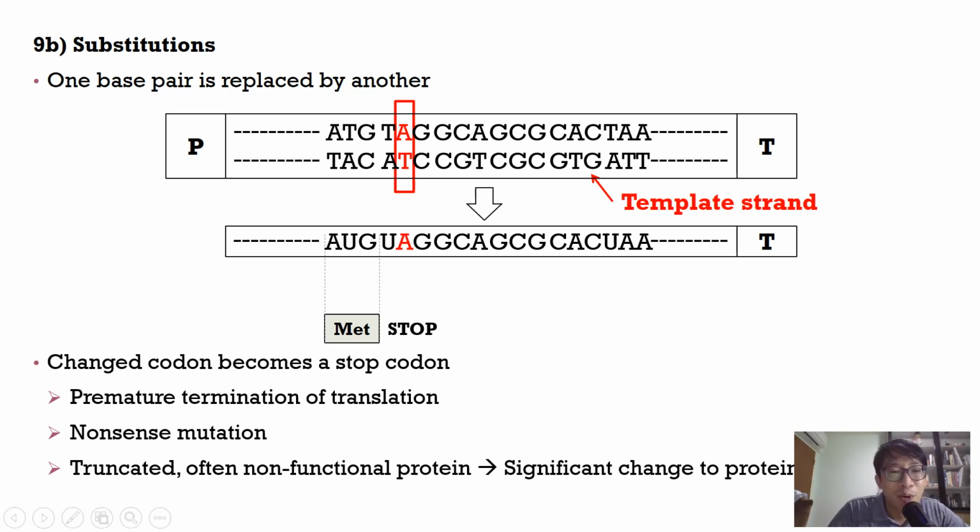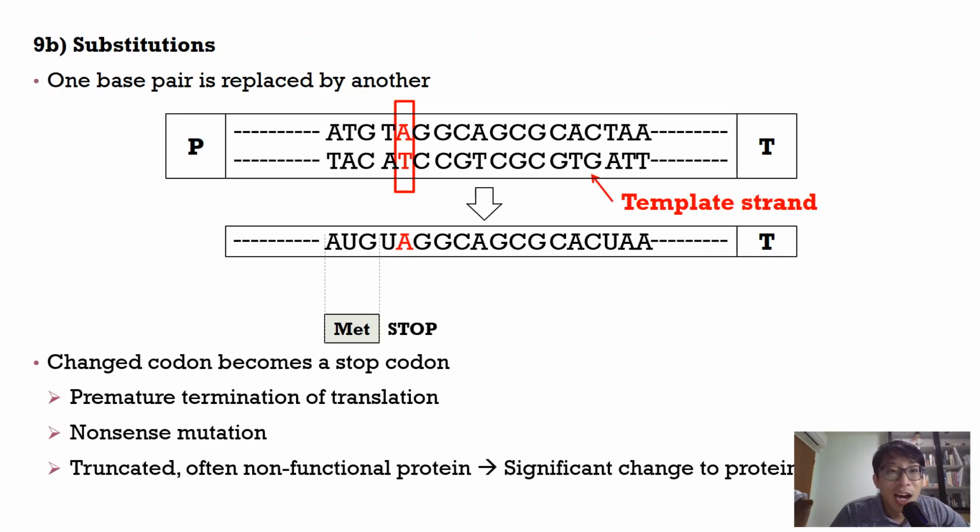So in my example, it's not even a polypeptide. My example is only one amino acid. But of course, in real examples, it can still have a shorter polypeptide, but that would significantly change the amino acid sequence because now the polypeptide is shorter. That is a significant change to the primary structure, and therefore a significant change to the shape and function of the protein. Normally the protein would be non-functional.